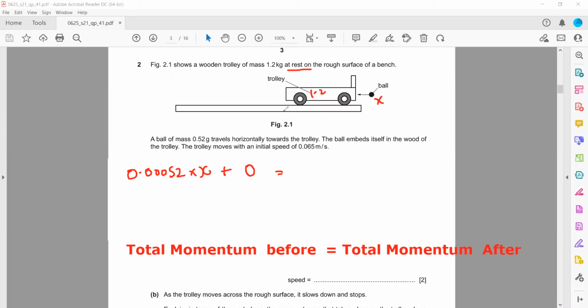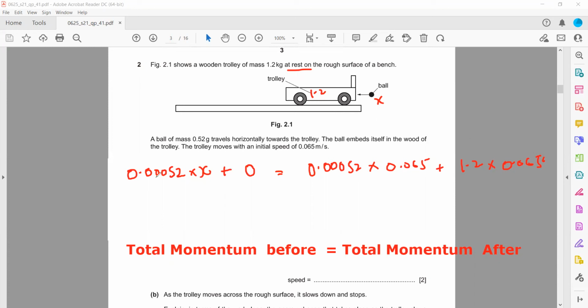After collision, both move with the same speed, that is 0.065. So the final momentum will be the mass of the ball, which is 0.00052, times the speed 0.065, plus the mass of the trolley, 1.2, and the speed is also 0.065. Because both move with the same speed, 0.065 is the speed for the ball and the trolley after collision.